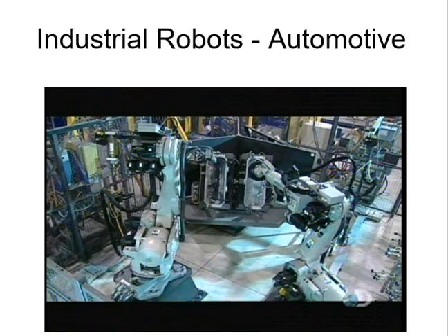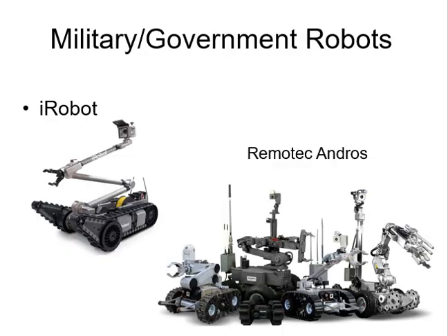So this is an example of an industrial robot working in an automotive system. This picture depicts how a robot works in the automotive industry. And then military or government robots. This is an example of government robots which are used in military or army sectors. These robots play a major role in military and army sectors. This picture will give you a reference of it.